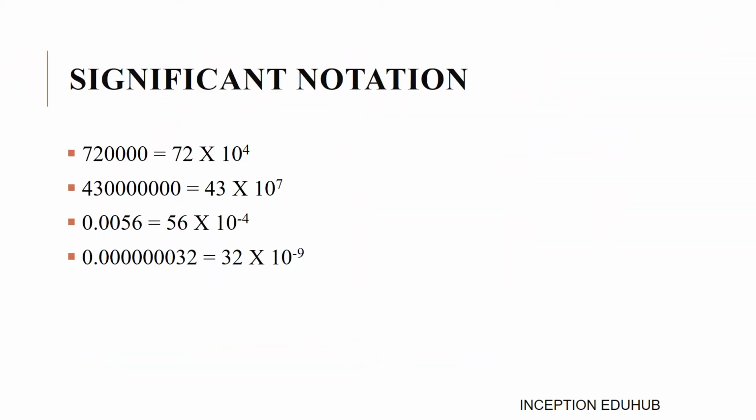As you have all studied scientific notation in your earlier classes, it's pretty much the same. So we can write a number as big or as small as we can imagine in the form of scientific notation. For a big number like this, we can write it as, for example, 72 into 10 raised to 4. 4 is the number of zeros which follows 72. Similarly, if the number is a decimal number, I can write 0.0056 as 56 into 10 raised to the power of minus 4. Minus 4 because there are 4 digits after the decimal point.